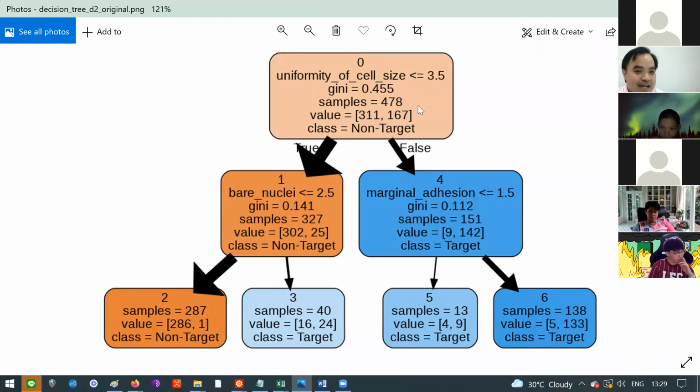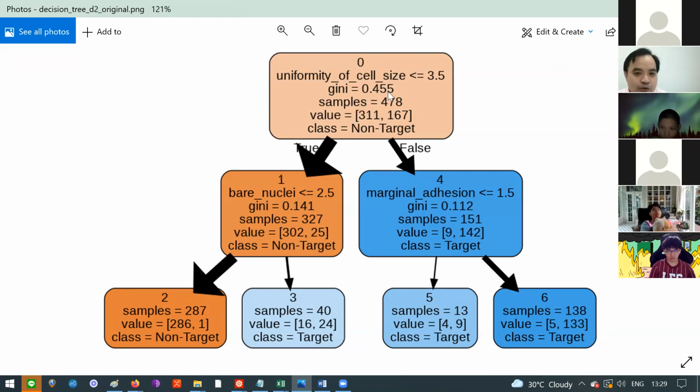Now, in the beginning, you have 167 target and 311 non-target. So it's mostly non-target, so it's a little bit more orangey, but it's not pure orange, right? It's sort of like a blurry color. So this is like a mix of orange and blue.